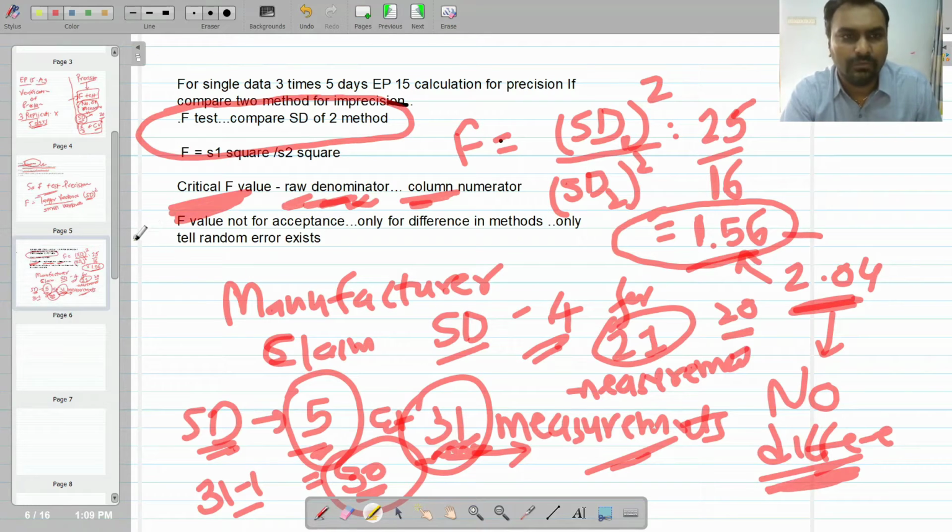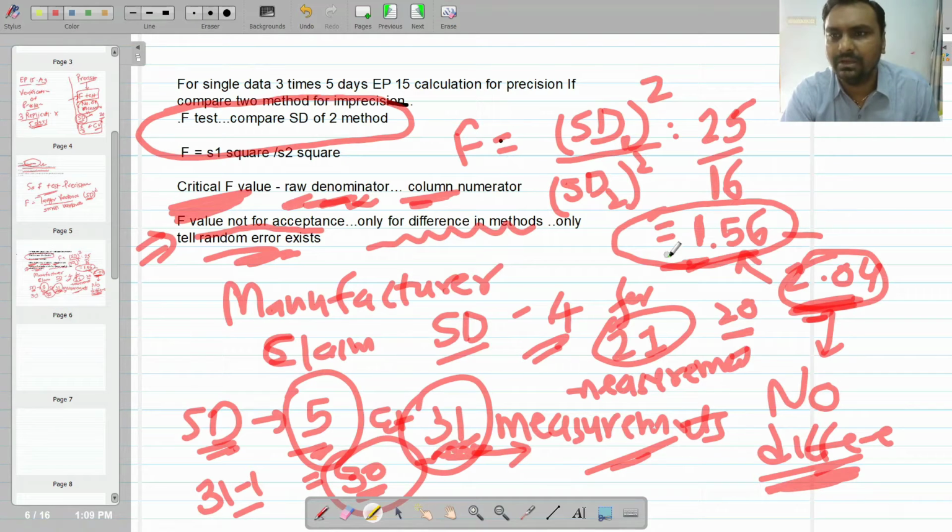Okay. You have to remember this F value. It is not for the acceptance. It is only to see whether there is a difference between these two methods or not, and it will only show whether random error exists or not. From the calculation we got 1.56 and the critical F value for this experiment is 2.04. So our calculated F value is less than the critical F value, so there is no difference in the method and no random error exists. Okay, that we can see from this experiment.